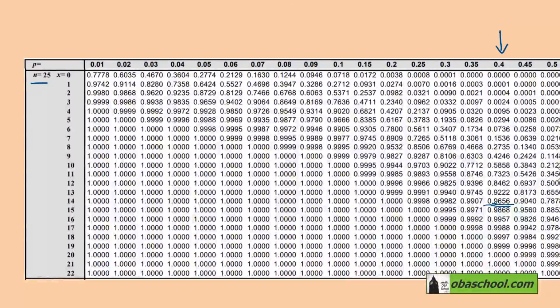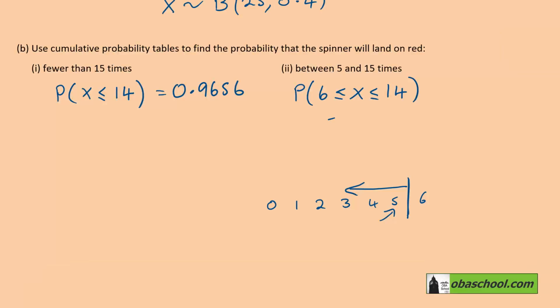So if we go back to the tables, go across at 5, that's where we're going to chop off 0.0294. So this is going to be 0.9656, which gives us less than or equal to 14, and then take away 0.0294, which does this chopping off of the 5 or less.